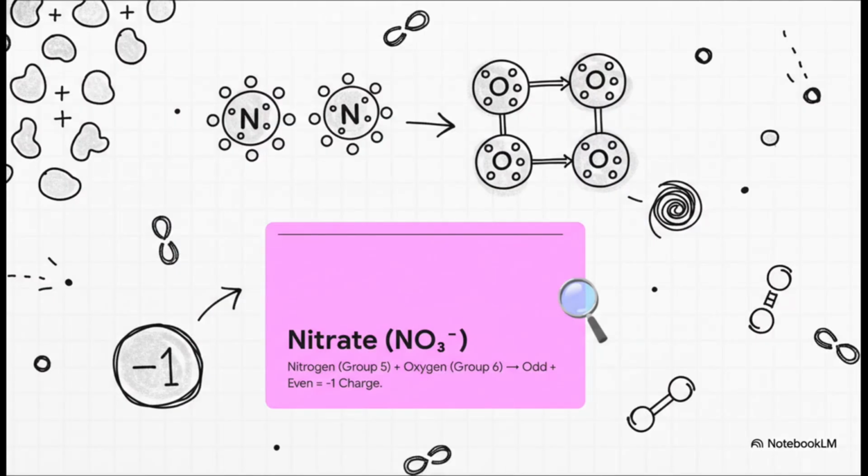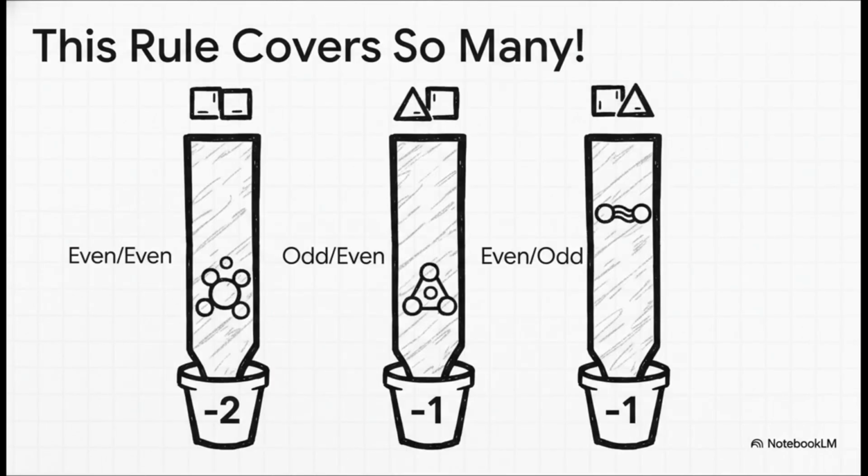Okay, next up, nitrate. Nitrogen is in group 5. That's an odd number. Oxygen, we already know, is in group 6, an even number. So according to our rule, an odd plus an even should give us a charge of -1. And boom, nitrate is NO3-. See? It just works. And this isn't just for a couple of ions either. What about carbonate? Carbon's in group 4, oxygen's in group 6, both even, so you know it's a -2 charge. Or chlorate. Chlorine, group 7, that's odd. Oxygen, group 6, even, that gives us a -1 charge. It just keeps working again and again.